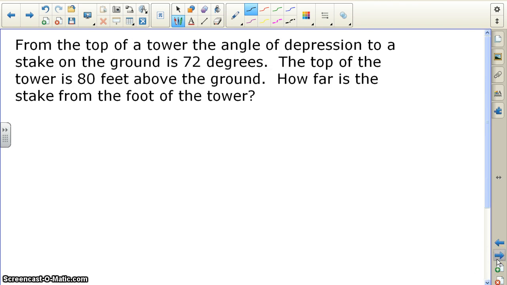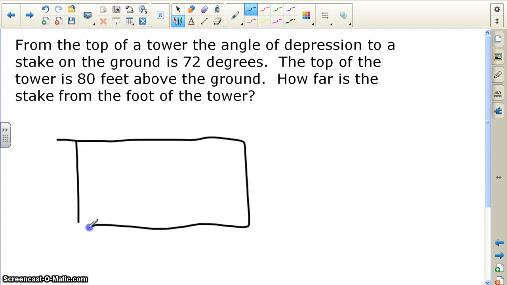We've got two more. All right, so from the top of the tower, the angle of depression to a stake on the ground is 72 degrees. Okay, so basically this is what we have here. We've got a tower. Now, one thing that I recommend is starting off our problem with a rectangle with a diagonal. Okay, so that's our tower right there. It says the angle of depression is 72 degrees.